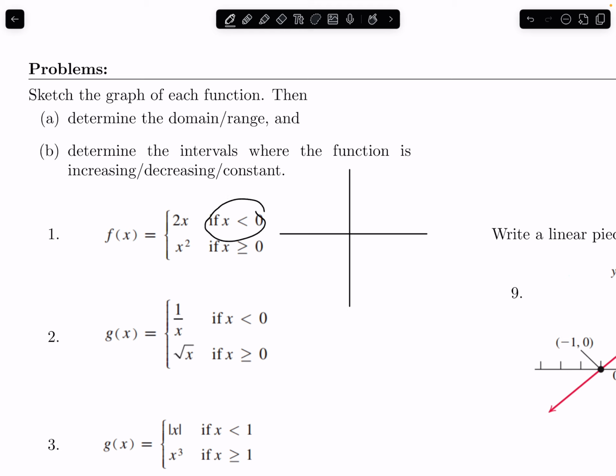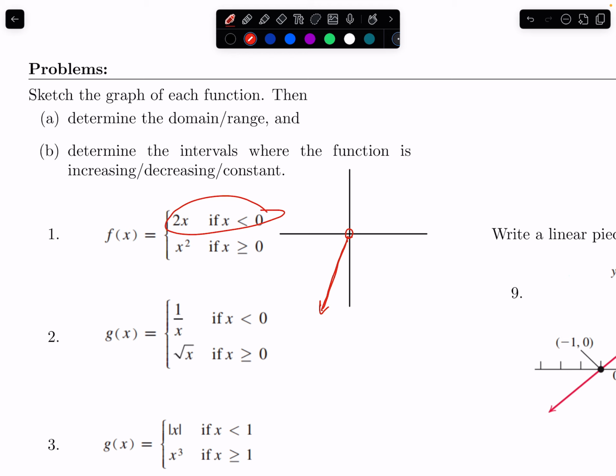straight to work. This says for x less than 0, you define it as 2x. So that means to the left of 0, right? So what is 2x? 2x is just a line, and it's got a slope of 2. So it should look something like this. And I continue the graph up until I hit 0. So that's the first half of the graph.